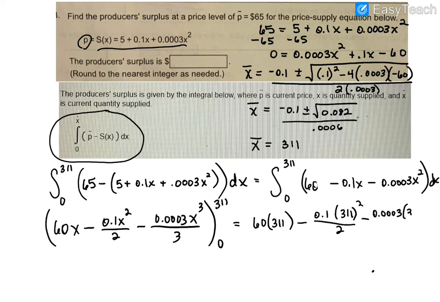and then minus a 0.0003 times 311 cubed over 3, and then minus, when you plug those zeros into all of those, 60 times 0, 0, 0.1 times 0 squared is 0, and 0.0003 times 0 squared is 0, so that's just a bunch of zeros you end up subtracting. So when I punch the rest of that out, I am left with $10,816. So that is my producer's surplus, $10,816.